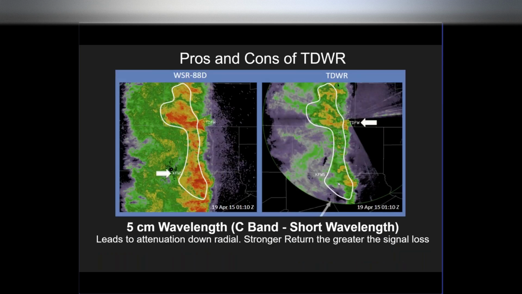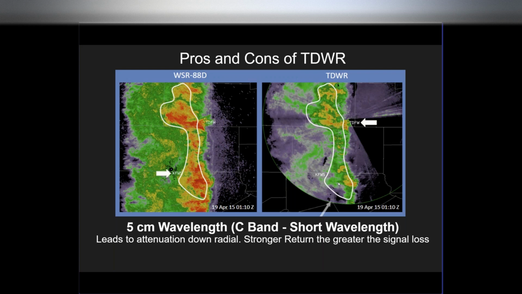The pros and cons between the 88D and the TDWRs come down to the fact that the TDWR is a short wavelength, which means it is more susceptible to attenuation. This example is from the Dallas-Fort Worth area. The image on the left is the Fort Worth 88D, the Weather Service radar at the Fort Worth office. On the right side is the terminal Doppler radar at DFW. If you notice, the TDWR is a higher resolution radar.